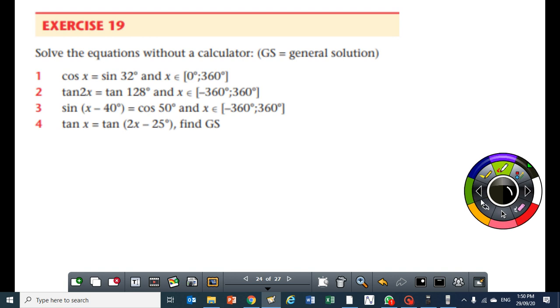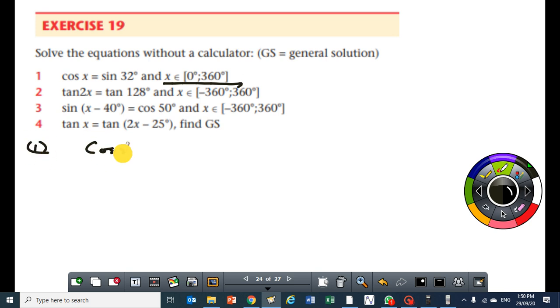Okay? We need to find values of x. How do I know that when I find values of x? It's because of that interval. Okay? So, the first part, I'll do number 1 first.